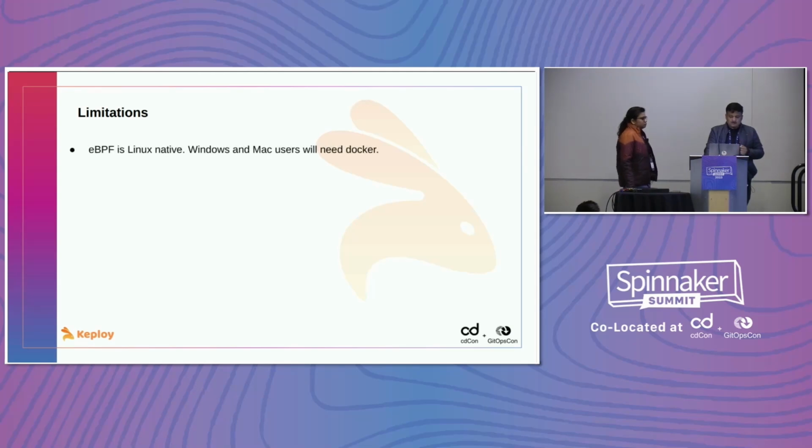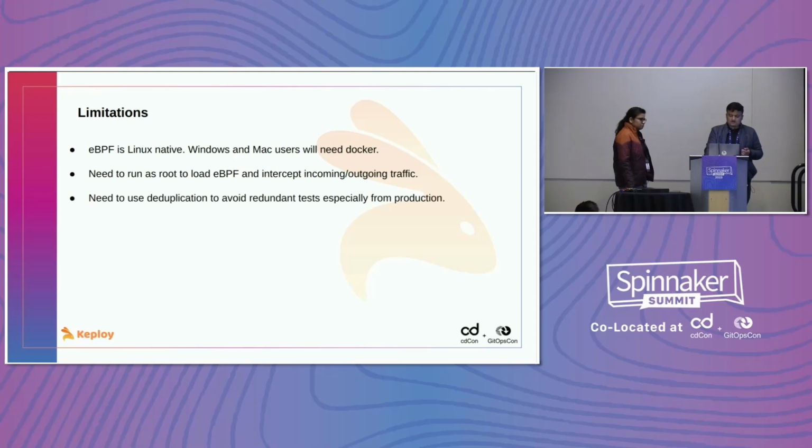Limitations: eBPF is Linux native. So on non-Linux systems, it's going to run in a virtual machine. Right now, we're working on a Docker-based experience. We also need to run this as root, because to load eBPF you need root permissions. And especially when running at scale, deduplication and sampling become really important. So far, we have done a lot for some of our personal use cases, for places that we've worked, but for scaling this, we need a very effective deduplication system. That's something we're working on as well.